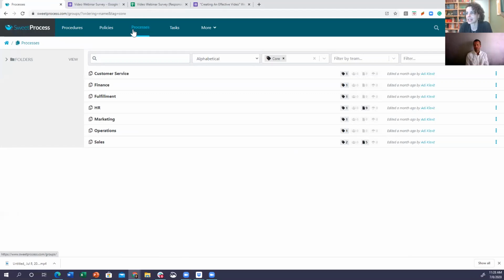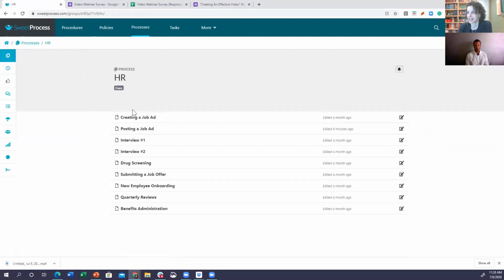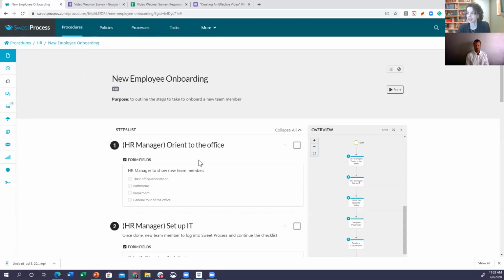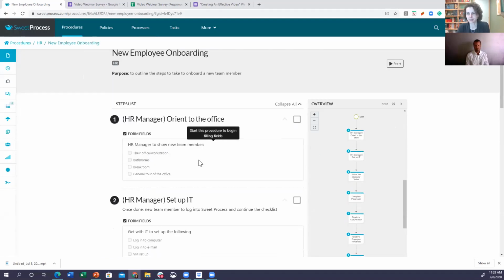So here are some examples. Here we have an example of processes for a company. Those are the main basic processes that each company should have and should have documented. So let's take, for instance, the HR. Those are the different procedures that exist in an HR department. So let's take, for instance, employee onboarding. So here's the step-by-step. We're creating here a step-by-step checklist for employee onboarding.